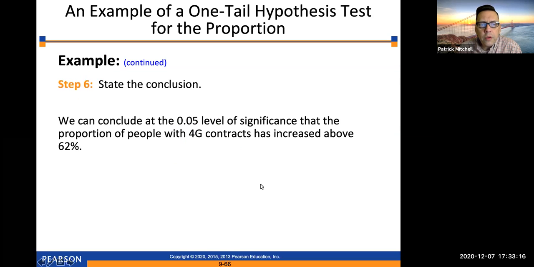So our conclusion would be, at the 0.05 level of significance, the proportion of people with 4G contracts has increased above 62%. So the executive was correct.